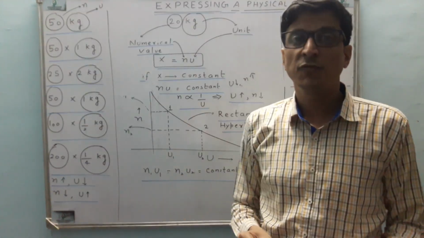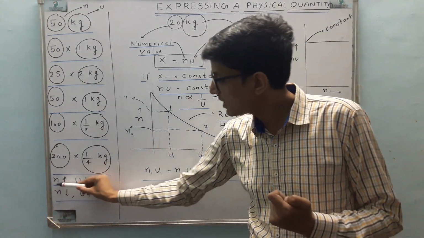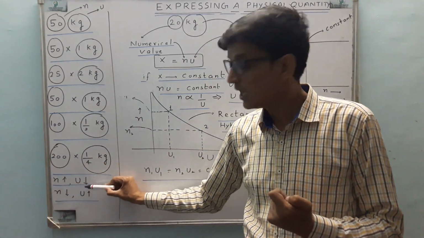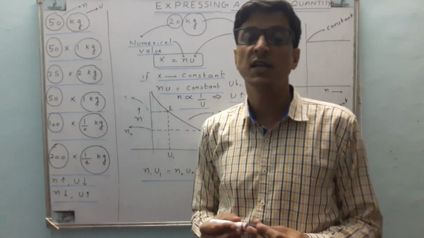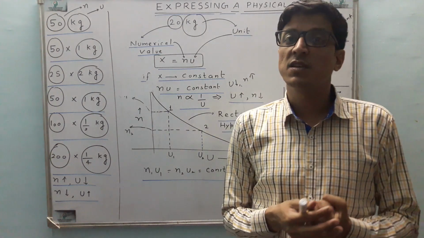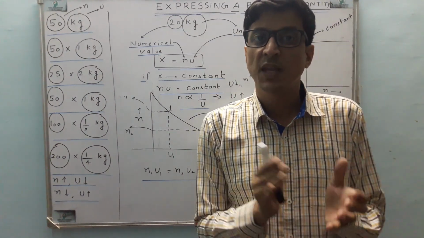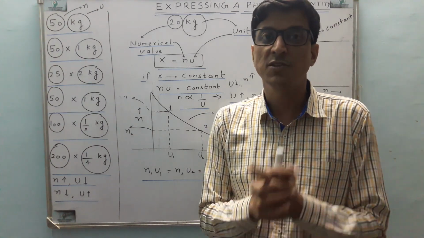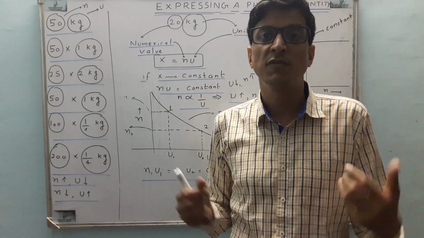So in a nutshell, we can conclude that if the numerical value increases, that is n increases, then u decreases, and if n decreases, then u increases. So we can say that for a given amount of physical quantity, the numerical value is inversely related to the size of the unit. The larger the size of the unit, the lesser will be the numerical value, and the smaller the size of the unit, the more will be the numerical value. So this is the simple physics behind this.